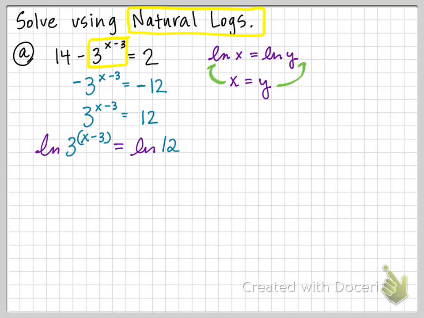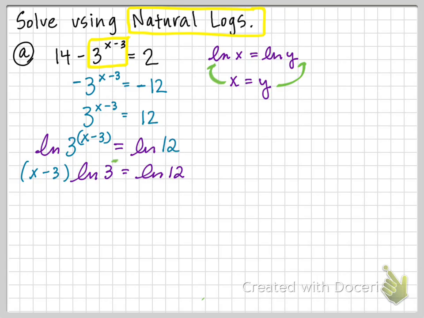From this part, I can take the x minus 3 and use the property that if I have an exponent, it can become a coefficient of a log. So I have x minus 3 times the natural log of 3 equals the natural log of 12. From here, this is where students get a little stuck, and they divide both sides by natural log of 3. You could do that, but if the question said write it as one single log, it makes it a little more difficult.